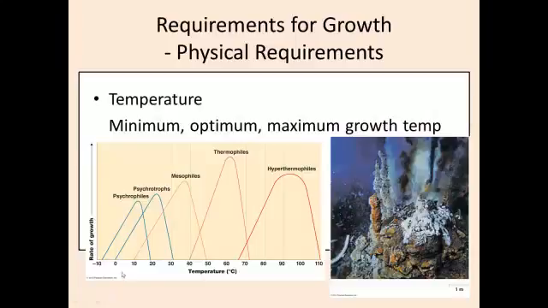So these are organisms that can survive from about 10 degrees C to up to about 50 degrees C. Now, for reference, human body temperature is 37 degrees C. Room temperature is between 22 and 24, and water freezes at 0. So that gives you kind of a reference range.